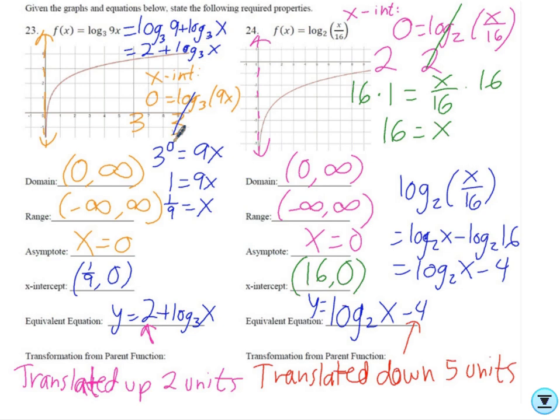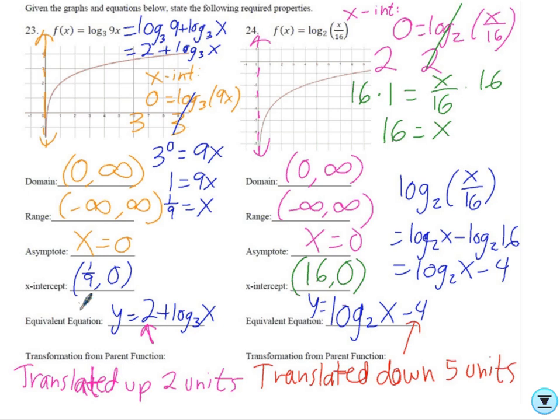So therefore, when I do that, I get 3 to the 0 power equals, and then now the 3 and the log base 3 are inverses, so they cancel, and that's 9x. 3 to the 0 power is 1, anything to the 0 is 1, and then just divide both sides by 9. So that is how I get 1/9 is the x value there. Okay, so that's the x-intercept.